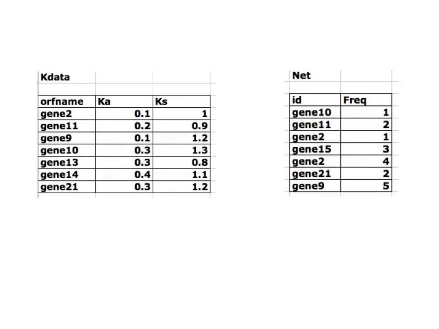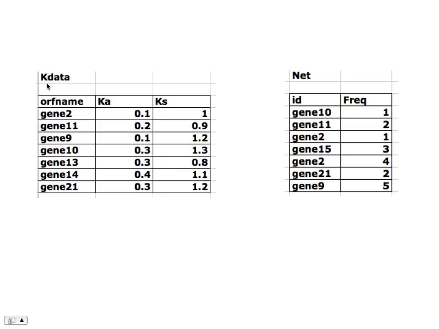Okay, so here we have the two spreadsheets. That's the evolutionary data, which I call K data, and then we have the protein interaction network data. In this case, it's basically the number of interactions per gene. So frequency is the number of interactions per gene, and ID is the ORF, open reading frame, in the net spreadsheet.